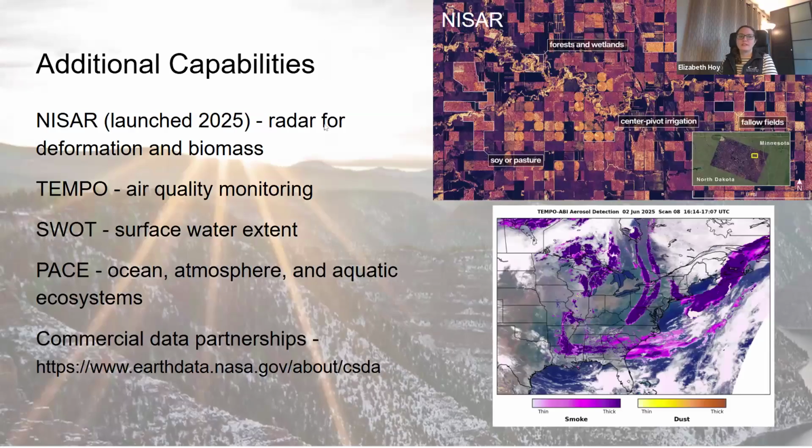And then just quickly to talk about some additional capabilities, NISAR recently launched. It's a radar to look at biomass and deformation, lots of different changes across the Earth. Then there's air quality monitoring, surface water extent, PACE, which is oceans, atmosphere, and aquatic ecosystems. And then there are many commercial data partnerships as well.